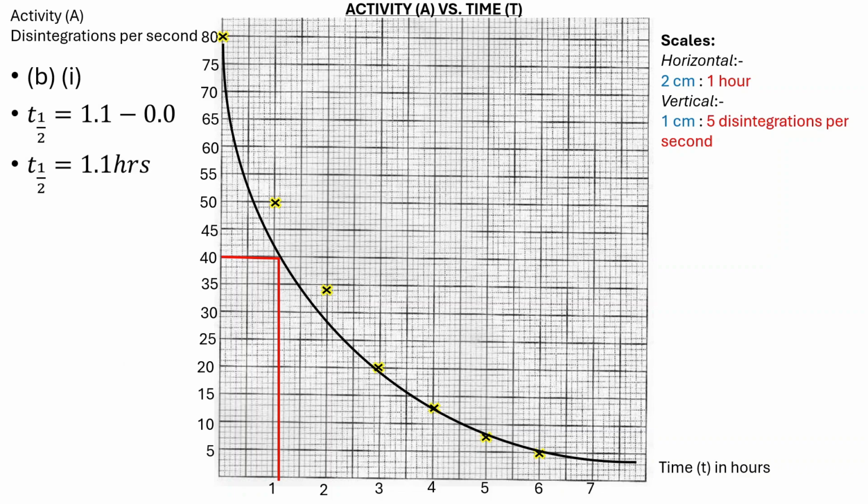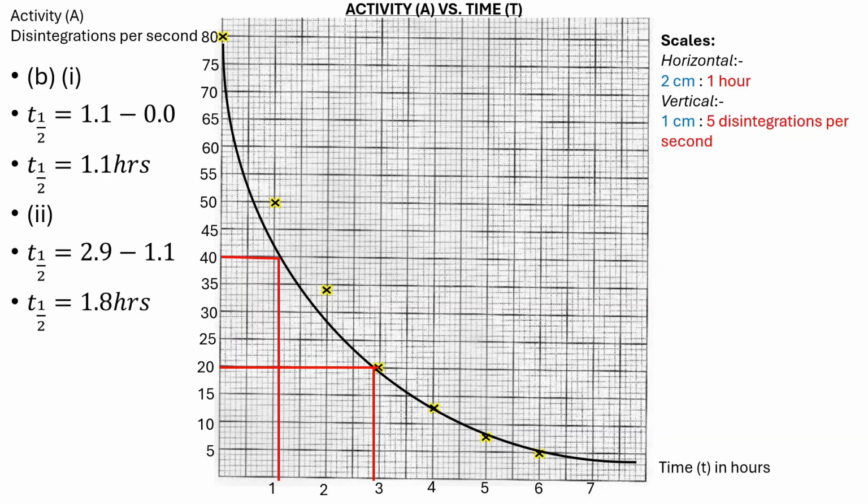Part B, part 2, asks then to determine a more accurate value of the half-life. So to determine a more accurate value, you would do multiple half-lives and find the average. So we're just going to do one more. So we're going to find half of 40, which is 20. So you would start at 20 on the vertical axis and go over horizontally till you meet the curve and come down, and you would read that corresponding value. So then the half-life would be that value of 2.9 minus the previous time that corresponded to 40, which was 1.1, and that would give you 1.8 hours.